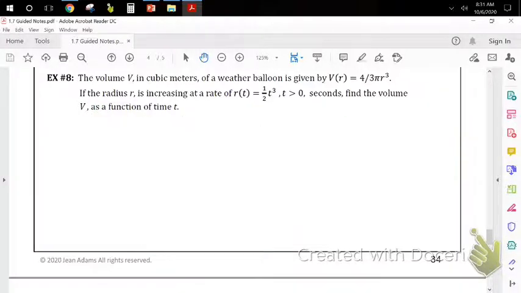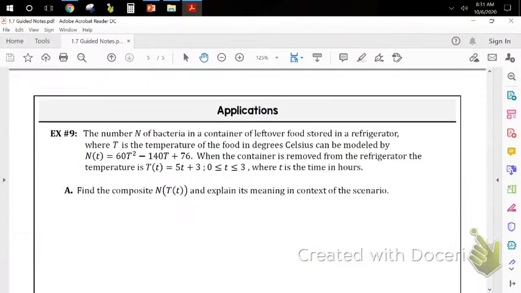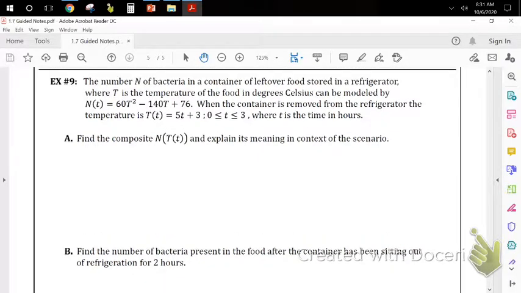All right, moving on to our last example, I believe. Yes, it is example 9. So 9 says the number N of bacteria in a container of leftover food stored in a refrigerator, where T is the temperature of the food in degrees Celsius, can be modeled by N of T is equal to 60 T squared minus 140 T plus 76. When the container is removed from the refrigerator, the temperature T of t is equal to 5t plus 3, where t has to be between 0 and 3, and t is the time in hours. So be careful because we have a capital T and a lowercase t here, okay? So A says find the composite of N of T of t and explain its meaning in context of the scenario.